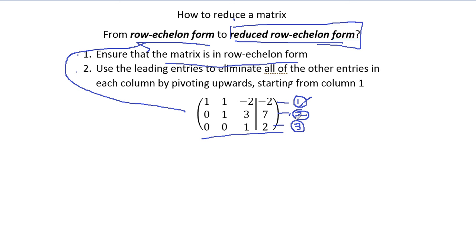So now we will use the leading entries to eliminate all the other entries in each column by pivoting upwards. Usually when we reduce our matrix to row echelon form, we pivot downwards, which means we start from row 1. However, now we start with row 3, that means we start from column 3, not column 1, because we want to eliminate the entries above the 1 in column 3. So let's start off from row 3, from here.